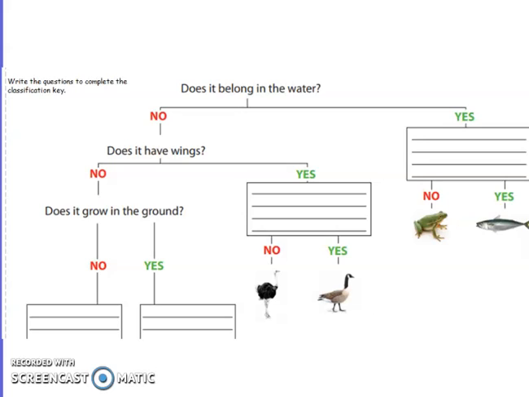You might have got a sheet that looks like this, which is challenging you to write your own questions to organise the animals on the key. So the first question is, does it belong in water? This one says yes. And the responses to the question you need to write is either a fish or a frog. So what question could you ask to separate the fish and frog? What differences do they have?